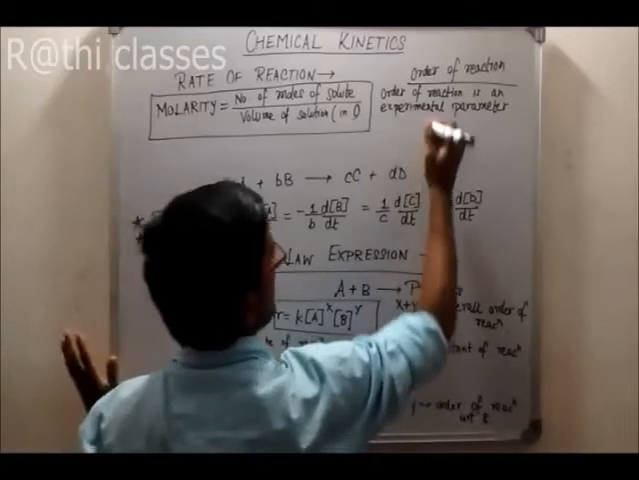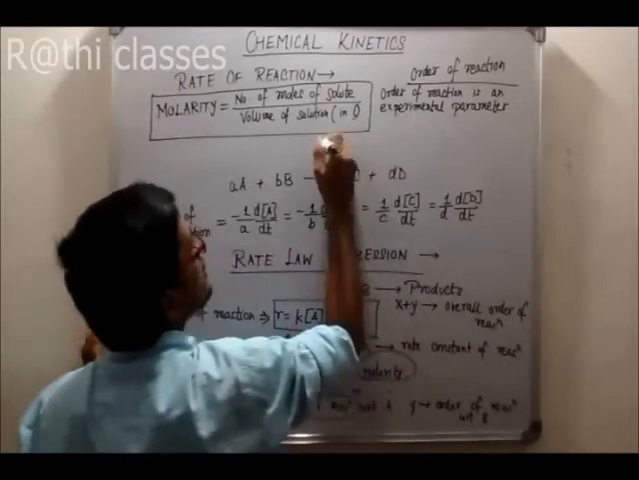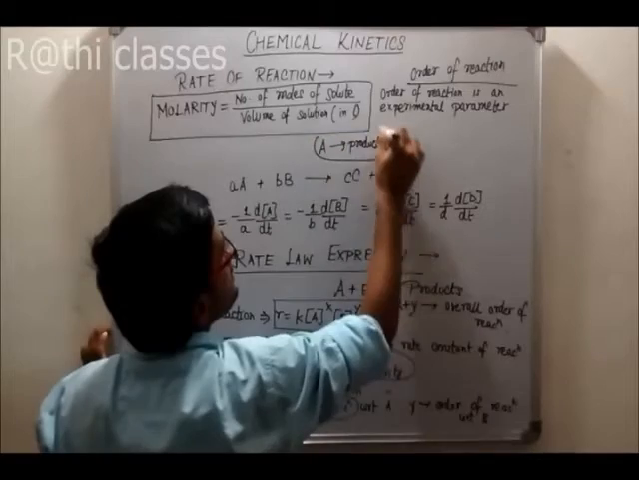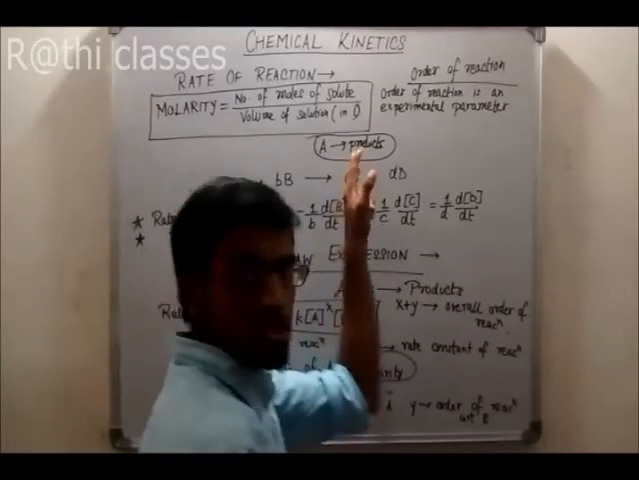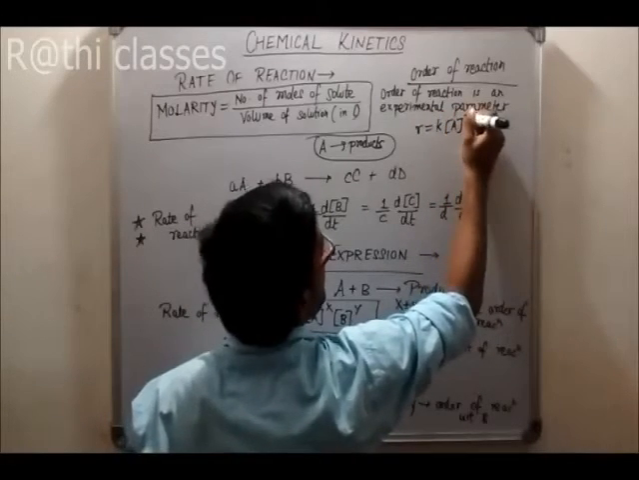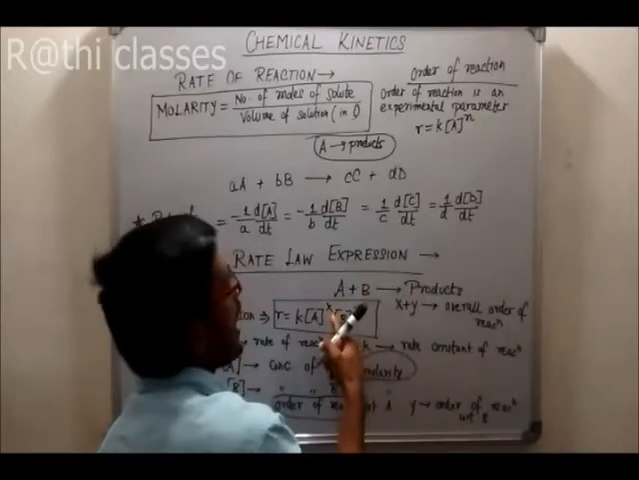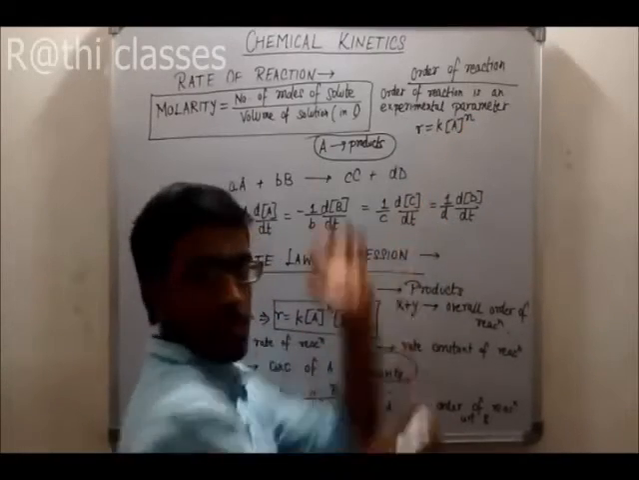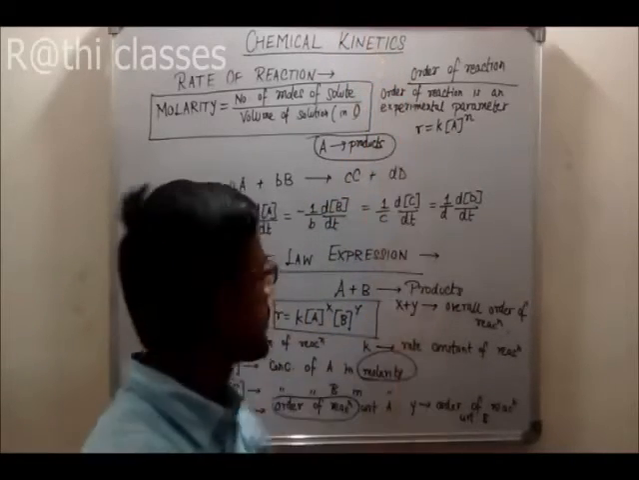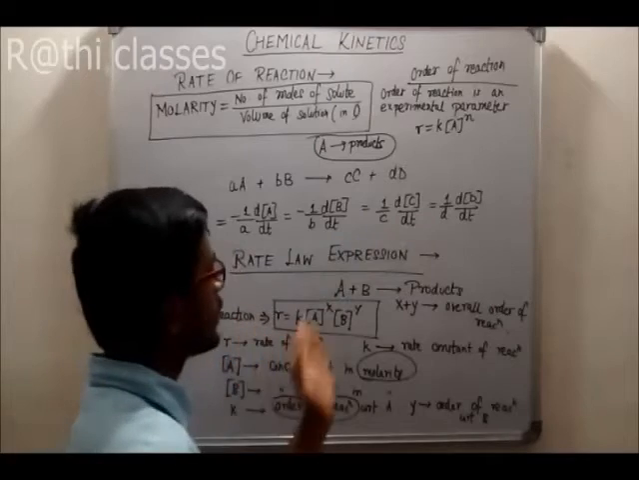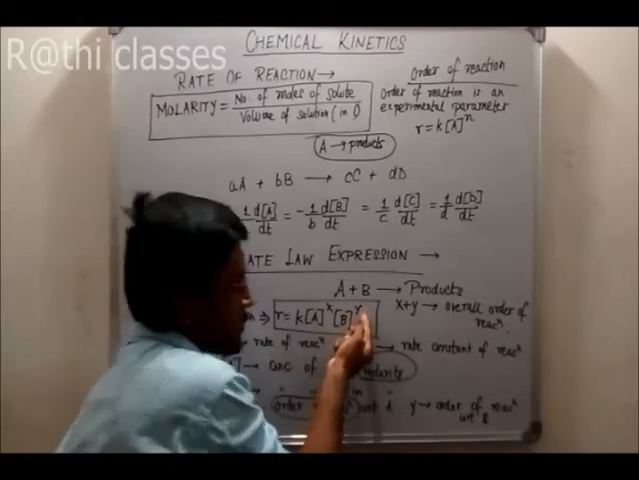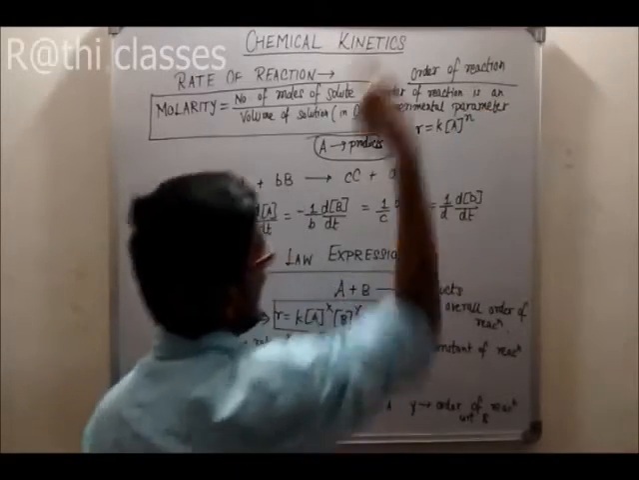Now, let's understand. Suppose there is a reaction in which A gives products. In this reaction, we can write the rate law expression as R equal to K into [A] to the power n. This n is nothing but this x. This n is the order of reaction. In A plus B gives products, it is defined as R equal to K [A] to the power x and [B] to the power y, where x is the order of reaction with respect to A, y is the order of reaction with respect to B, and n is the order of reaction with respect to A.